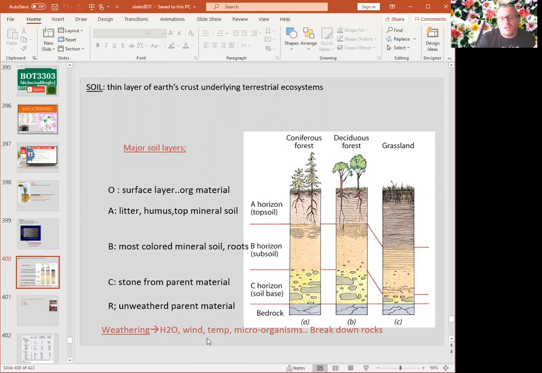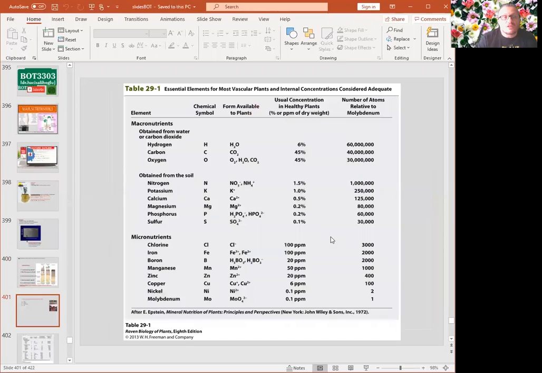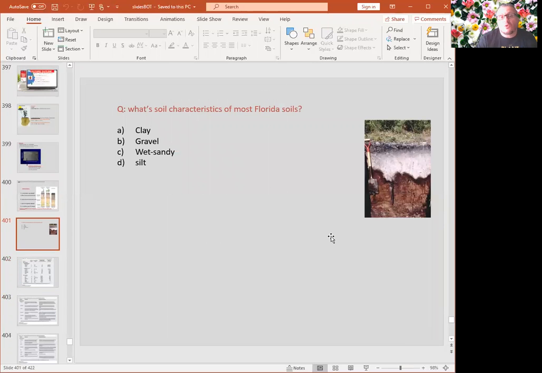Weathering is water, wind, temperature, microorganisms, bacteria. They can break down these rocks and then they can start the contribution of this soil. Okay, so what's the soil characteristic of most Florida soils? Most Florida soils will be more wet, sandy type of soil.